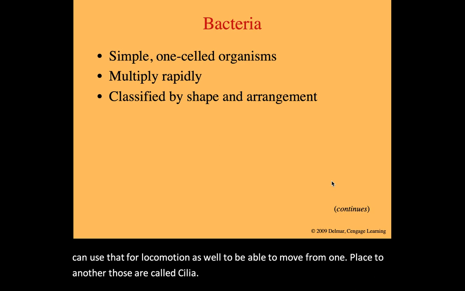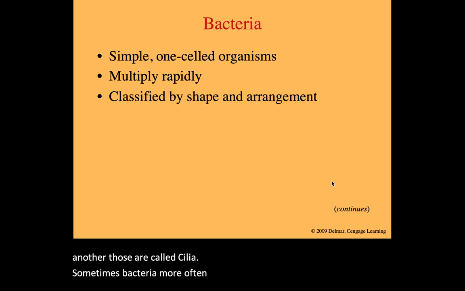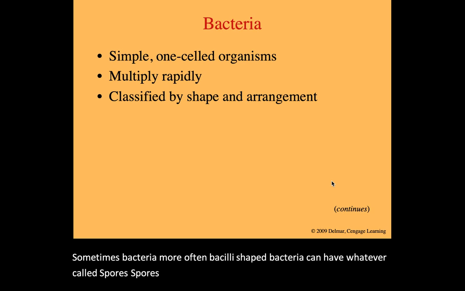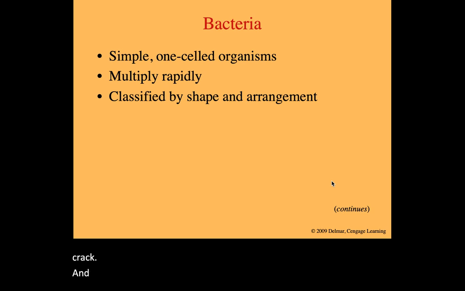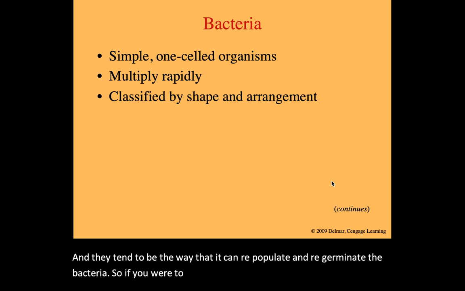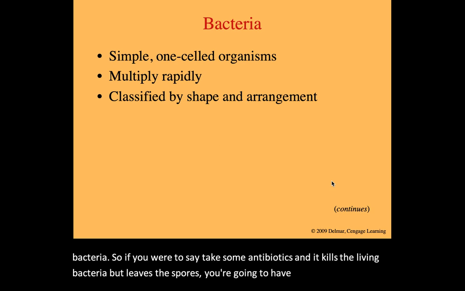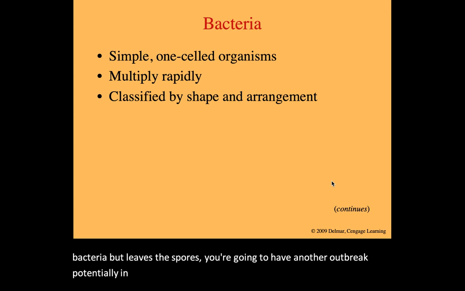Sometimes bacteria, more often bacilli-shaped bacteria, can have what are called spores. Spores are kind of like the seed of the bacteria that houses a lot of genetic material. It's very hard to crack. And they tend to be the way that it can repopulate and regerminate the bacteria. So if you were to, say, take some antibiotics and it kills the living bacteria but leaves the spores, you're going to have another outbreak potentially in the next couple of weeks because you did not kill the spores.